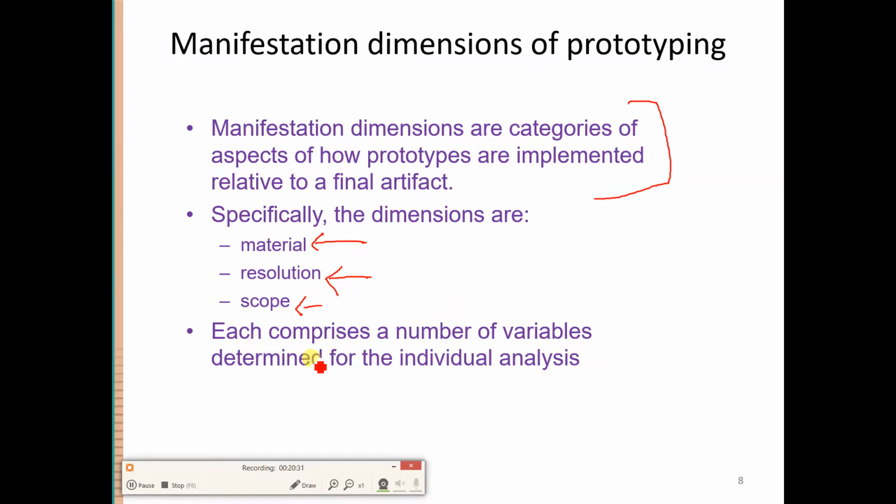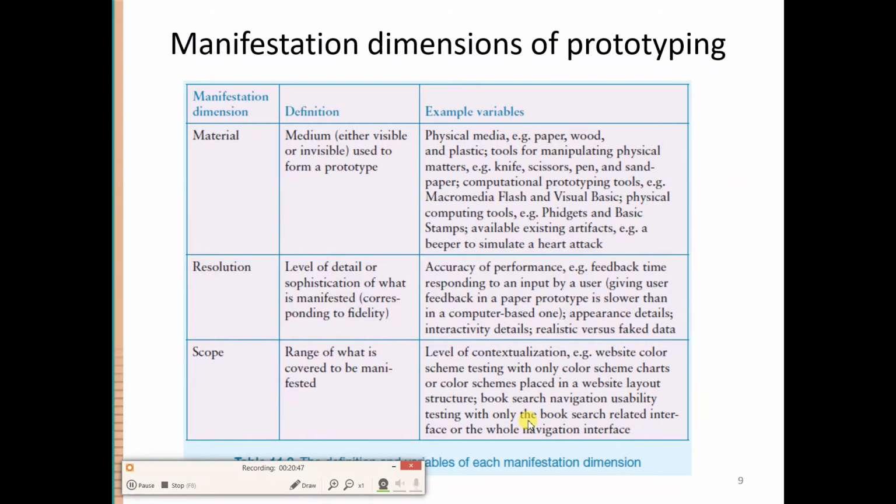So each comprises a number of variables determined for the individual analysis. So manifesting dimensions have different variables. We can use a variable like material, or resolution, or other things as a manifesting dimension of the prototype. Now let's discuss some examples for these manifesting dimensions. For example, let's come to the material.